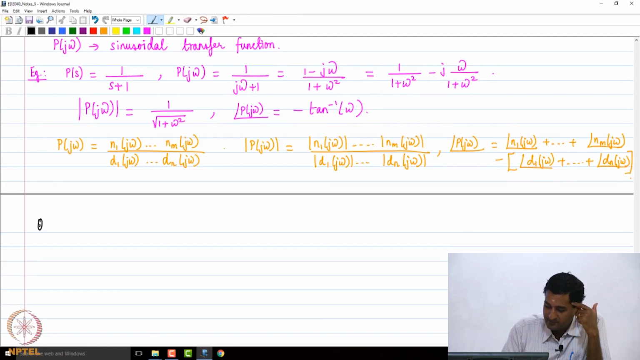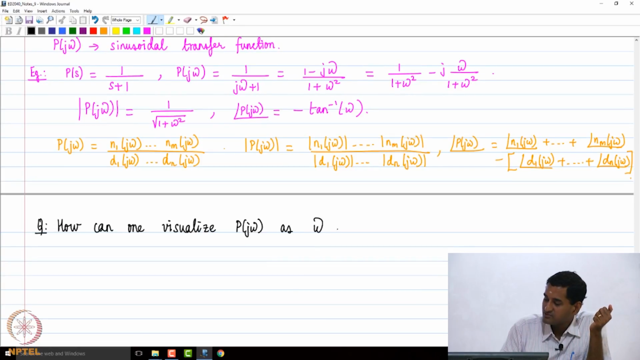So how can one visualize P of j omega as omega is changed, as omega is varied?